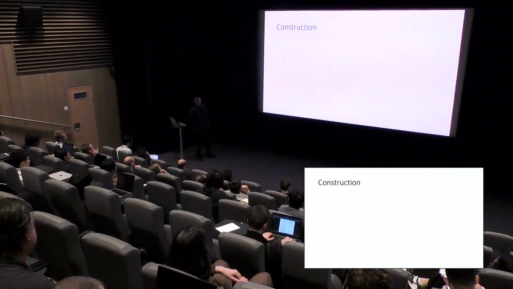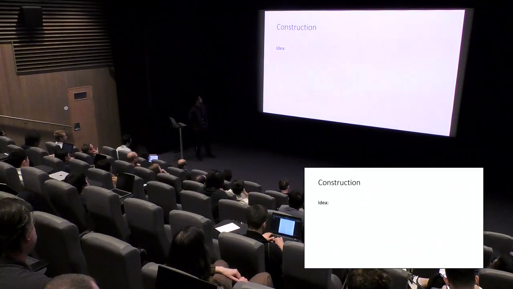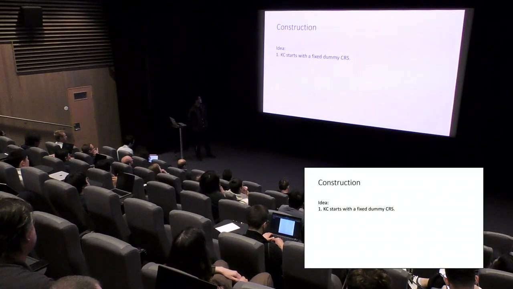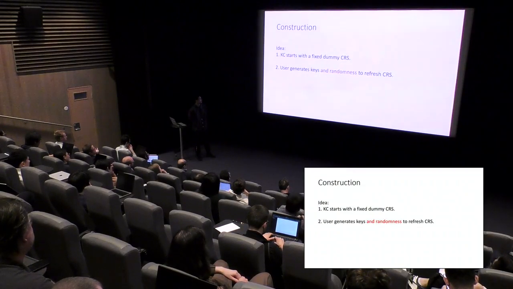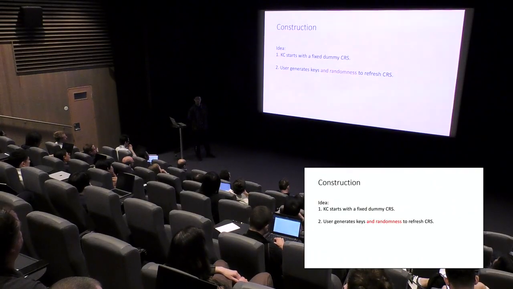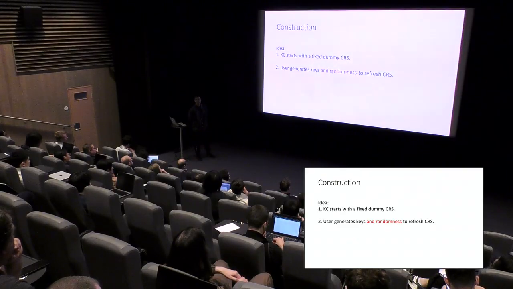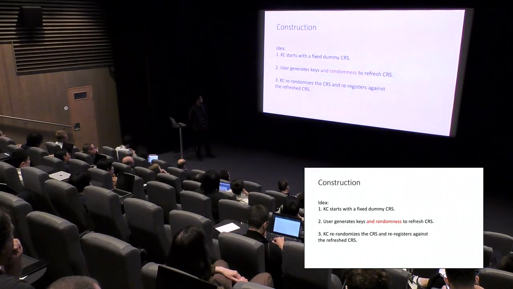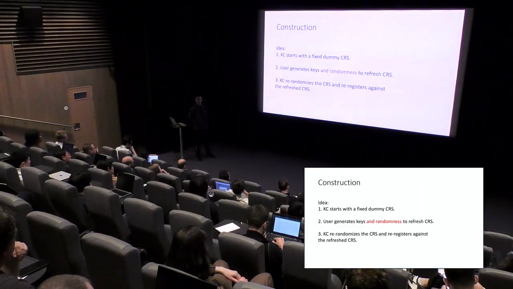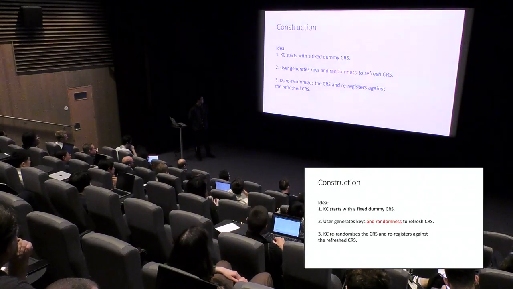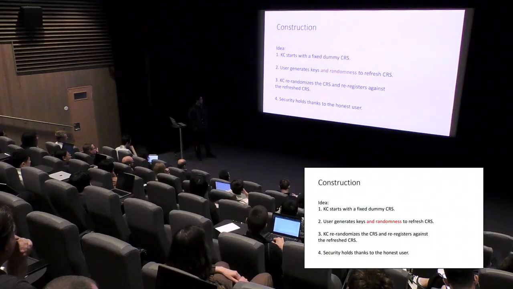Okay, so now let's move on to the construction of our work. The main idea is the following. At the beginning of the system, the key curator starts with a fixed dummy CRS. And then when each user generates keys, she also samples randomness that can be used to refresh the CRS. And then she will send the public key, the ID, and the randomness to the key curator. And when the key curator performs registration, it first re-randomizes the CRS using the given randomness, and then performs registration. And the security of our construction holds thanks to the existence of an honest user.